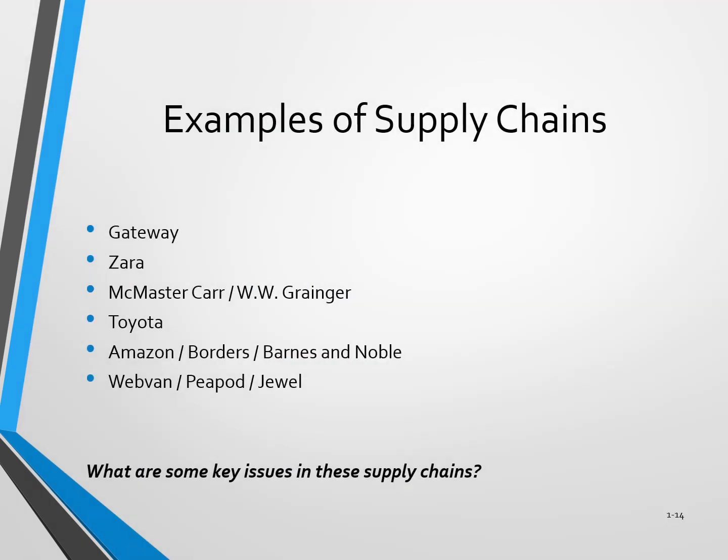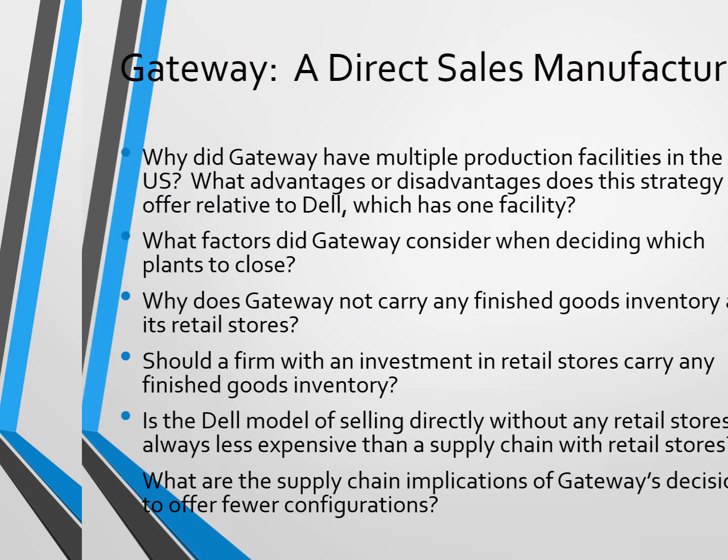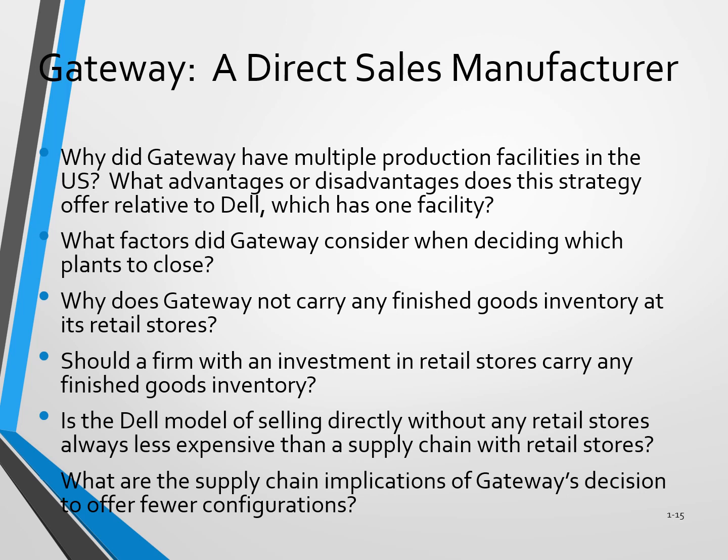Now, any supply chain we can take, whether it is Amazon or Toyota car manufacturing, Zara, Gateway, etc., we can relate to these three points. Here is one example, Gateway, a direct sales manufacturer. They have multiple production facilities in the US. So what advantage or disadvantage does this strategy offer compared to Dell, which has one facility? Because Dell's manufacturing plant is in only one location, whereas Gateway has multiple production facilities. So each has its own advantages and disadvantages.